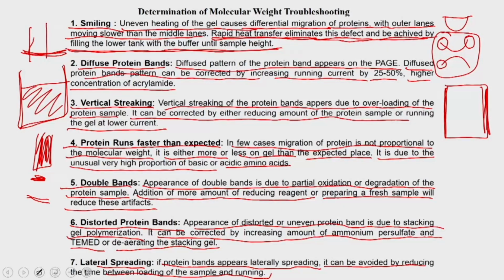like this. So, suppose you loaded into the well and they are sitting here, then they start diffusing like this, and because they already diffused some amount, once you turn on the power, these diffused bands or diffused proteins also start resolving, and then they do not come closer to each other, and that is how you get the lateral spreading of these protein bands. How to correct that? You correct it simply by loading the protein and then turning on the power as quickly as possible.